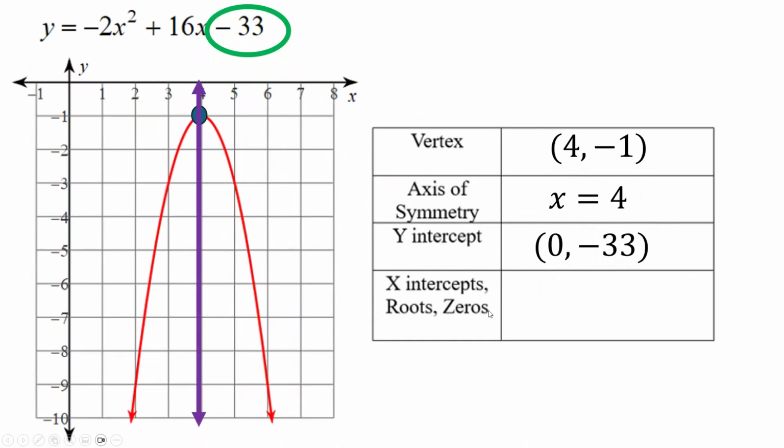Now, this is the one that's different. Does it cross that x-axis? Nope. There is none. There are no roots. There are no zeros. There are no x-intercepts. And that's fine. It can happen. Don't freak out if it does happen.